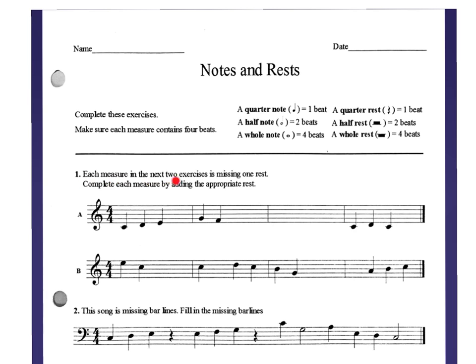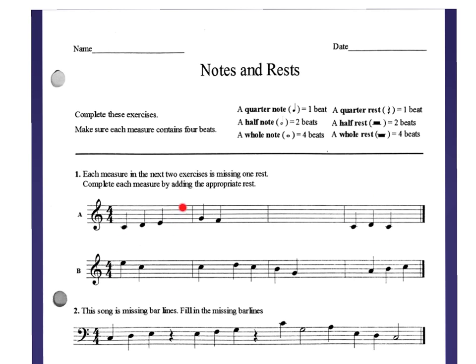All right, each measure in the next two exercises is missing one rest. Complete each measure by adding the appropriate rest. Okay, so we're going to add one rest. We have 3 quarter notes. We know that a quarter note is each worth 1 beat, and an entire measure is going to be worth 4 beats. Every measure will be worth 4 beats. That's all you need to know for this paper.